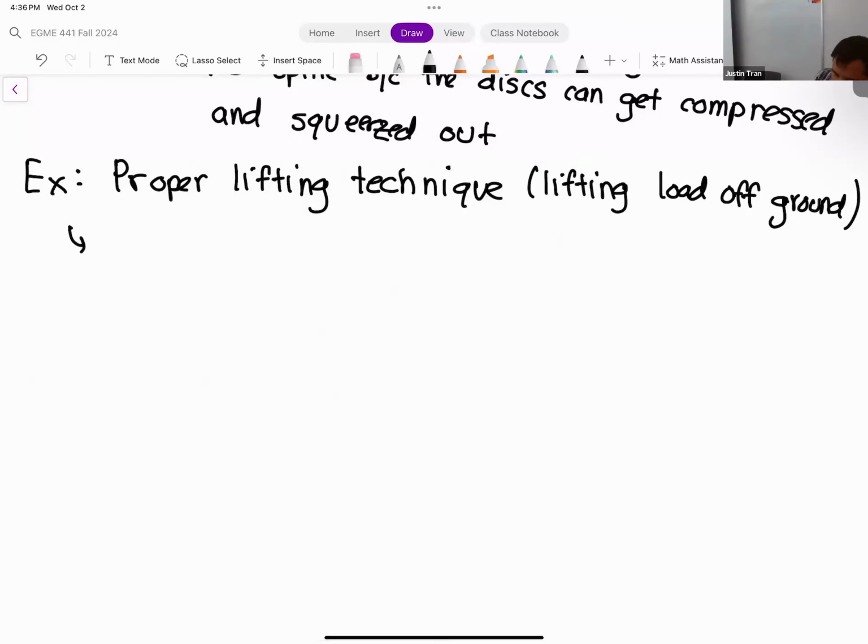So the general advice that people give you, if you take any kind of safety training, they'll tell you, is to lift with your legs, right? Not with your back.